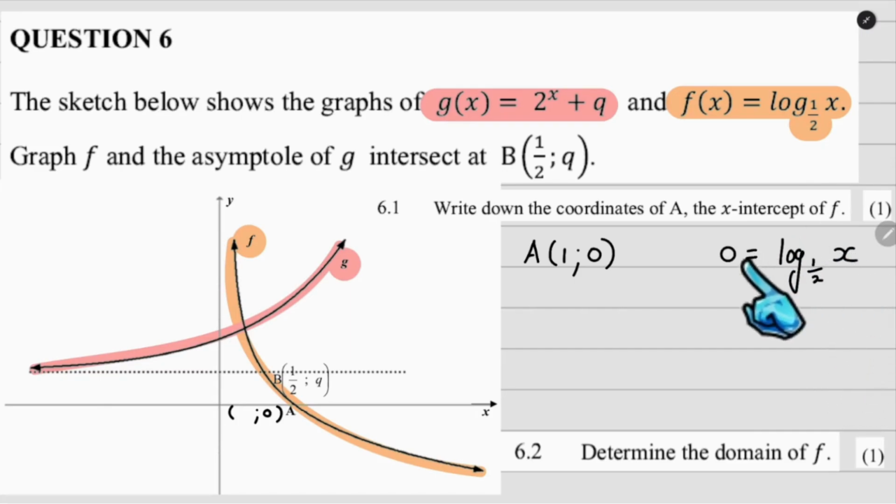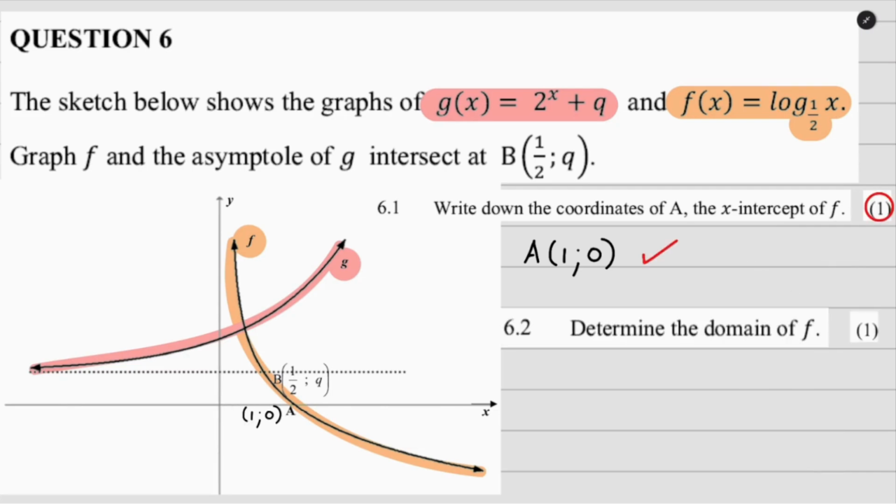And now I want to switch from log format to exponential format. My base is the small number at the bottom. This is my exponent, so it's a half to the power of 0 equals x. And then we've got a sneaky little exponent law there. Anything to the power of 0 is just 1. And that's how I get this x value of 1 over here for a. But technically you should know that off by heart and be comfortable enough just to write that. And your 1 mark here purely comes from the correct x value of 1.